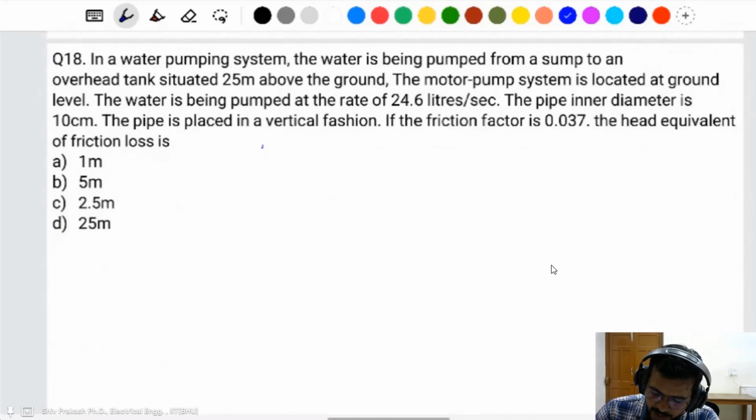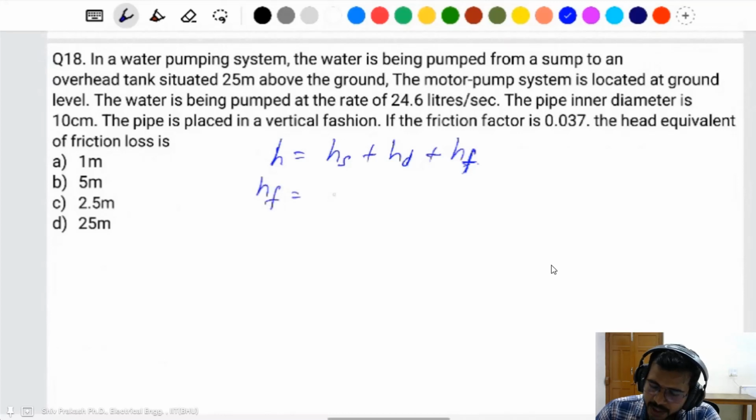Here we are asking about HF, the friction head. The total head is suction head plus discharge head plus friction head. Friction head depends on the friction factor, then L divided by D, where L is the total length, times U square over 2G.